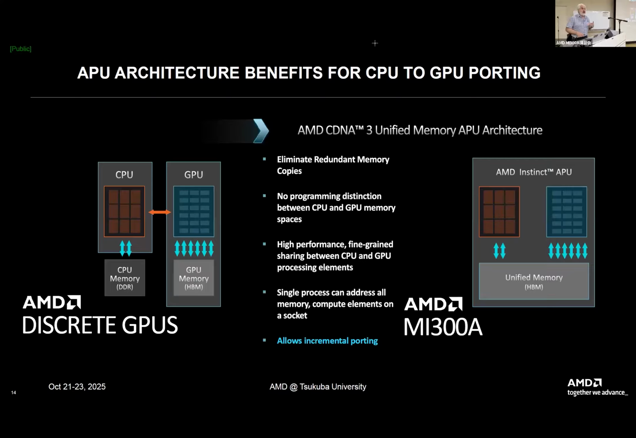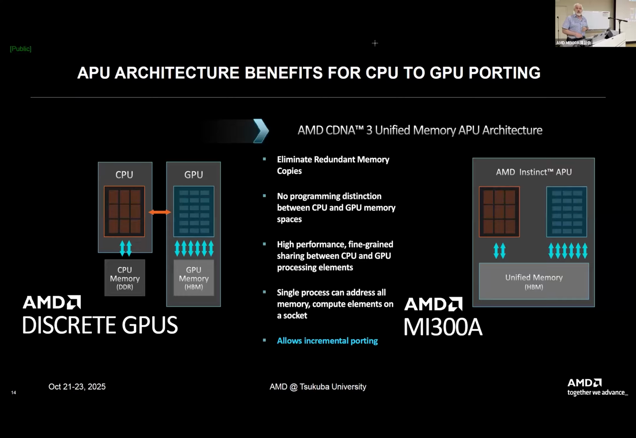And having ported large scientific applications, the vast majority of the time I spent was moving the memory back and forth and trying to figure out who's got the most current values in this array? And it gets very, very confusing in a large physics application. So this just makes it so much easier to port and to program.